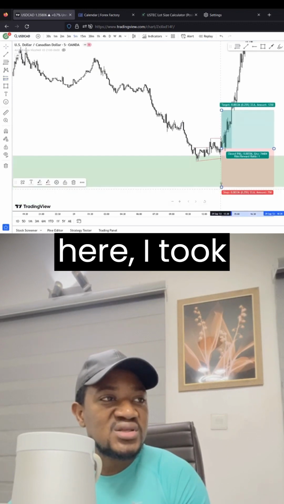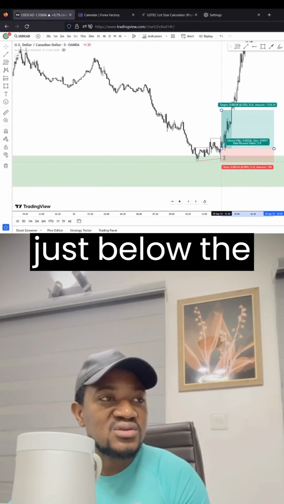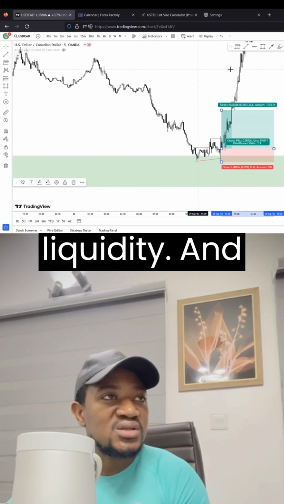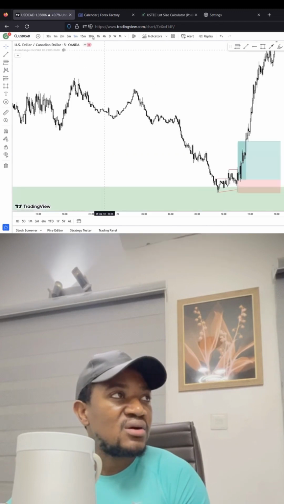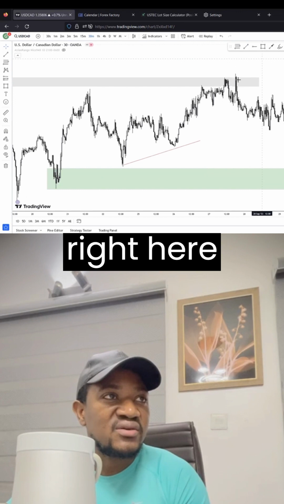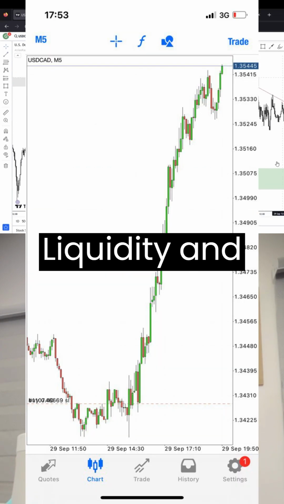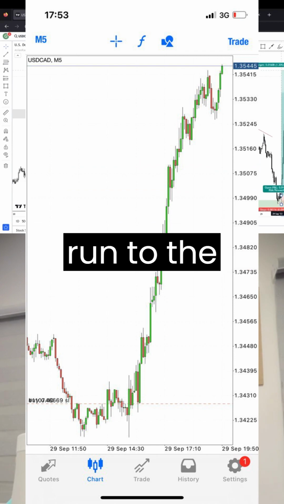At this point here, I took my entries off that level with stop loss just below the low that took liquidity. And then potentially I started targeting all of this liquidity right here, because that's the fuel of price, liquidity. And we see how price actually ran to the upside.